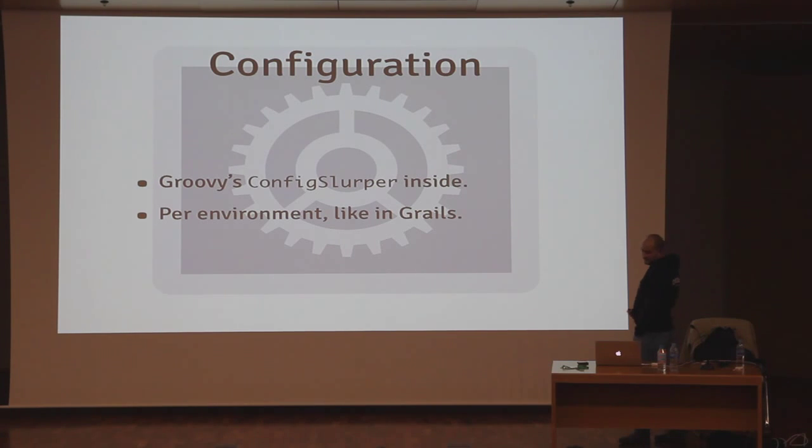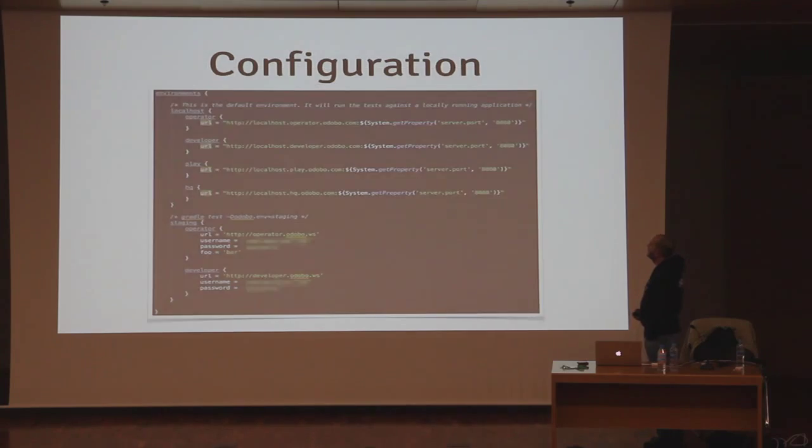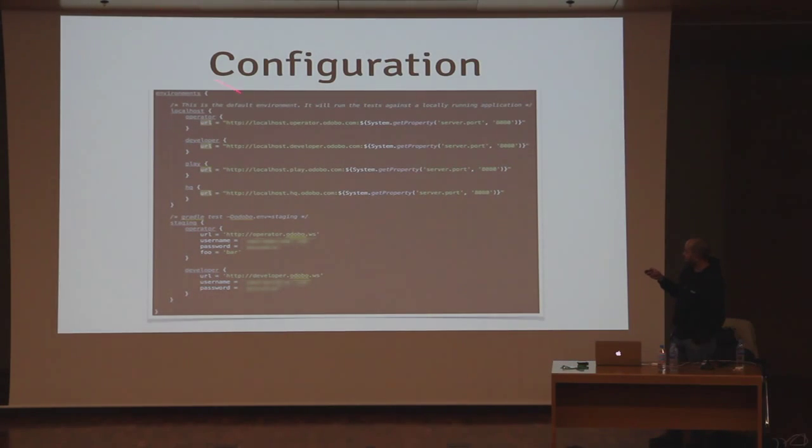What else? We were missing configuration. We wanted something similar to the Grails Config.groovy, and what we did was use the ConfigSlurper from Groovy to have per-environment configuration variables like we have in Grails. So we can have different environments with different URLs or usernames to access the application, stuff like that.